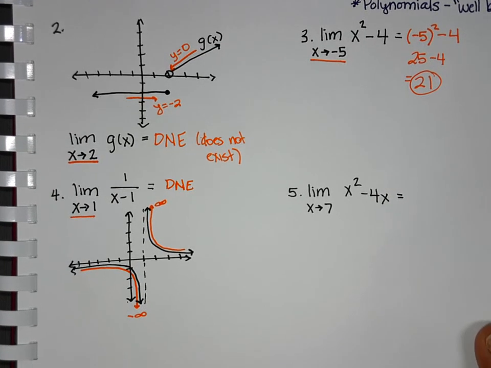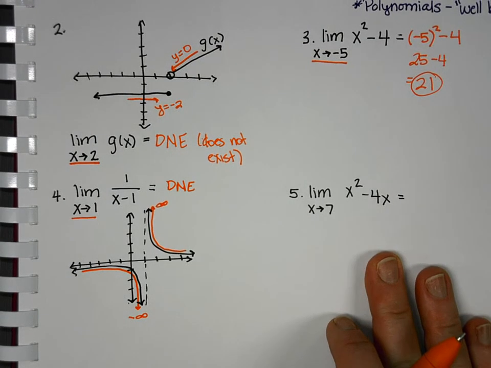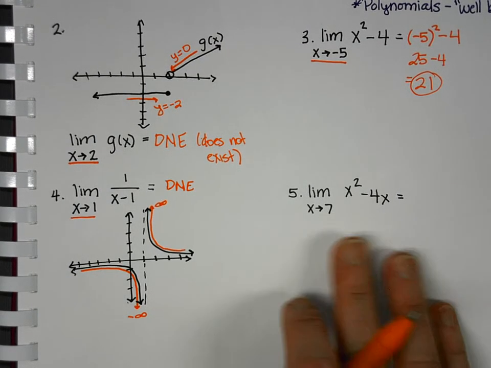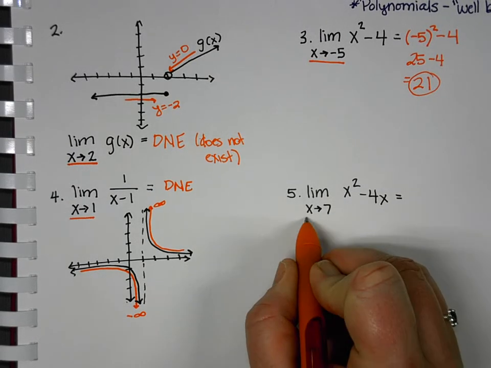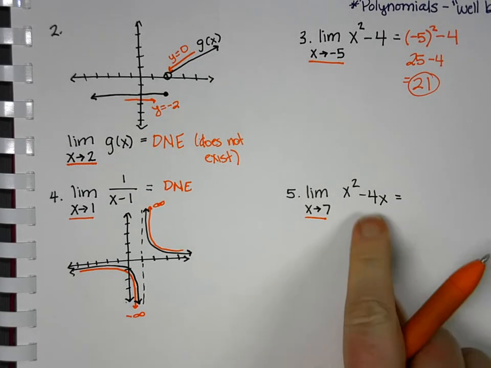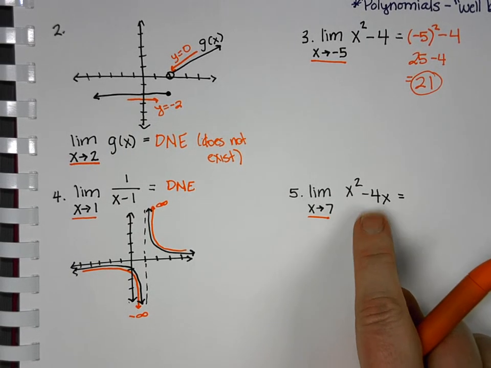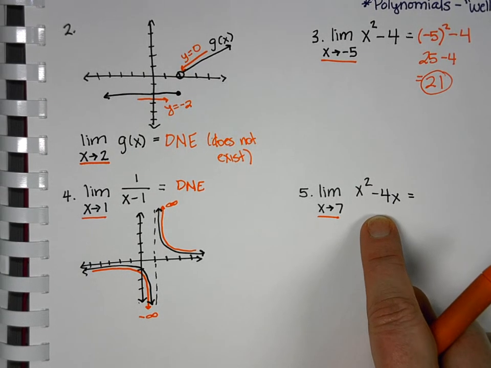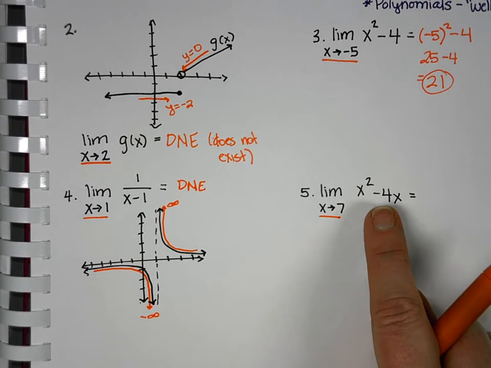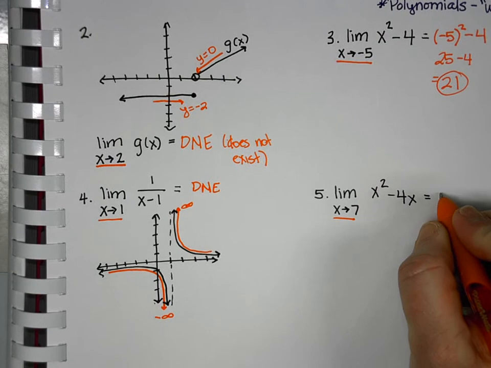Okay, and then the last one I want to do right now with you is number 5. I have 2 more, one that's kind of like a test question that we're going to do in class. But for right now, we have the limit as x approaches 7. Let's look at our equation and ask ourselves, is that a polynomial? Because if it's a polynomial, then we can do direct substitution. This one is a polynomial. It doesn't have any fractions or anything weird. So that means I can do direct substitution.